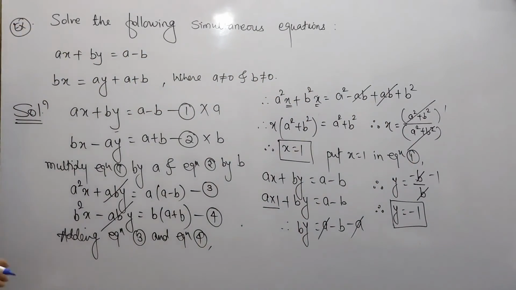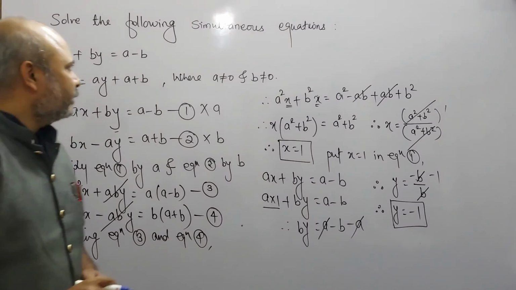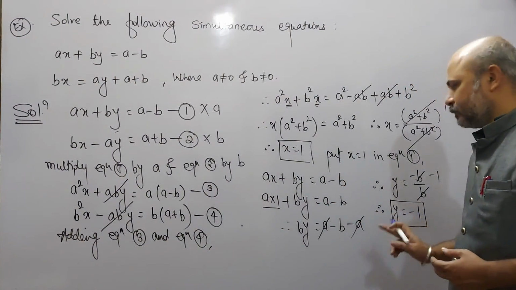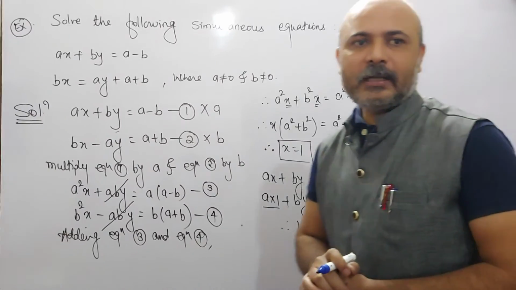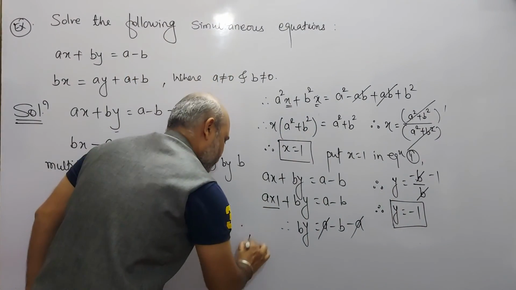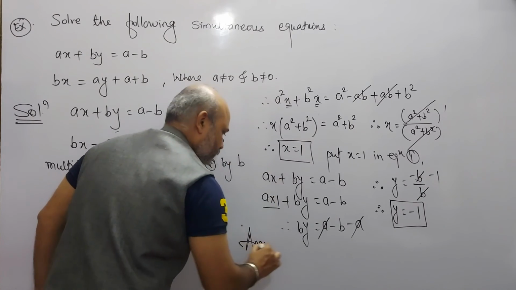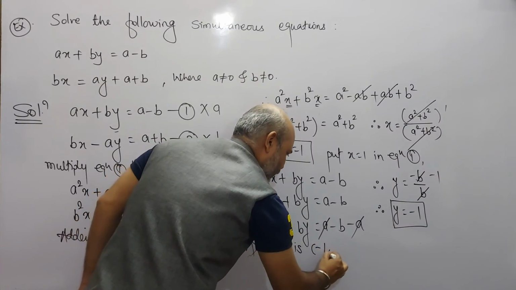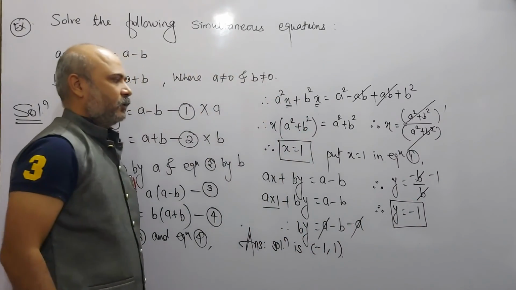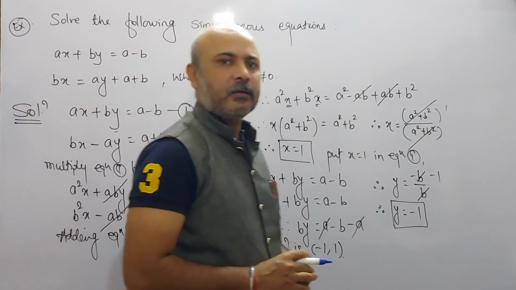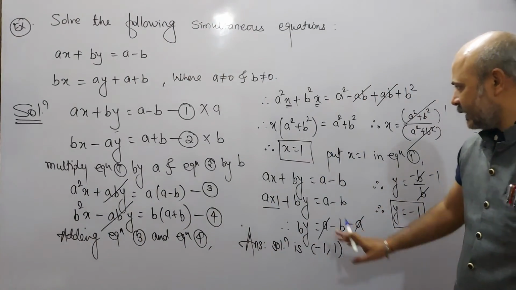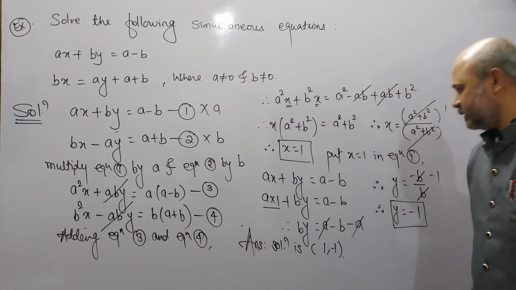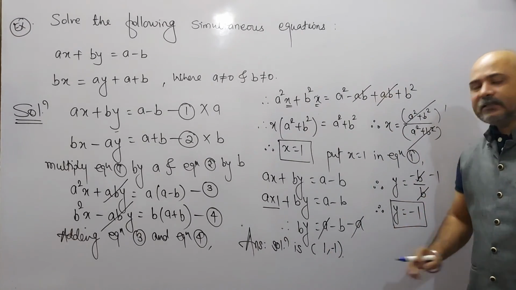So finally, what you will write? You will write the solution of the given simultaneous equation is x is 1, y is minus 1. So the answer is 1 comma minus 1. So write the answer. Okay students, wait, what is x? x is 1, sorry, and y is minus 1. So x is 1 and y is minus 1.